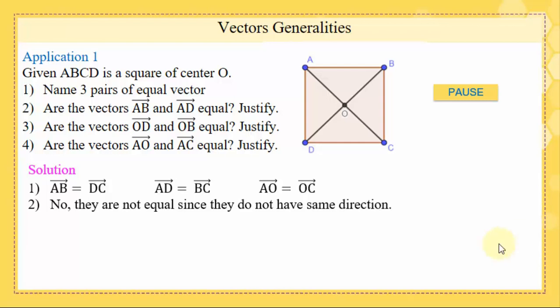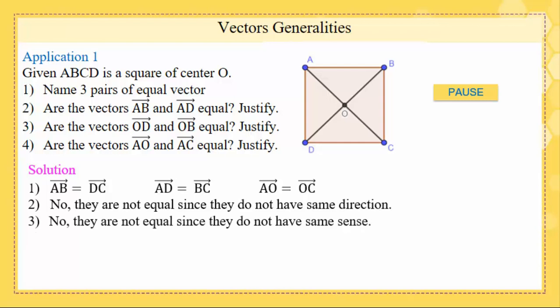Part 3, check if OD vector is equal to OB vector. These two vectors are on the same line, so they have the same direction. But the sense from O to D is different from the sense from O to B. Then they have different senses. So these two vectors are not equal.